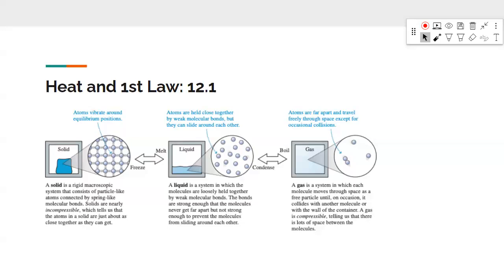In thermodynamics, there's this really weird interplay. Sometimes we think about these molecules and how they're behaving, how fast they're traveling, what they're up to. And other times we're interested in what we call macroscopic variables, things that describe the whole object, like temperature or volume or pressure.